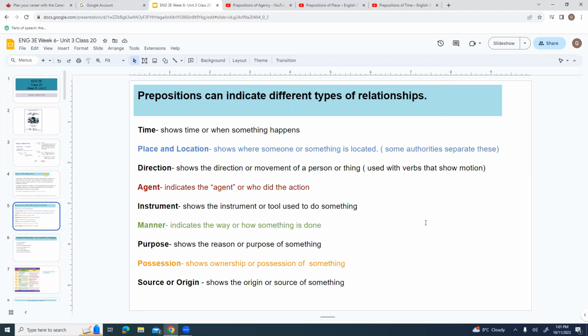Prepositions can indicate different types of relationships. Some prepositions will show time or when something happens. Other prepositions will show place and location, where someone or something is located. It can show direction or movement, often used with verbs that are showing motion. Agent, it can show the agent or who did the action. It can be used for instrumentation to show the instrument or a tool that's being used to do something. Manner, it can show how or the way something's being done. Purpose, it can show the reason or the purpose of something. And possession, it can show ownership or possession. Source or origin, it can show the source or origin of something or someone. We're not going to get to all of these today, but we're going to discuss some of them today.